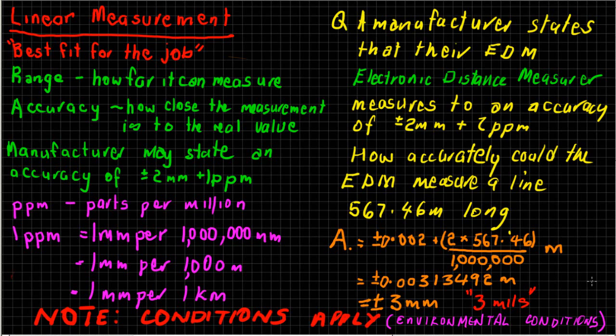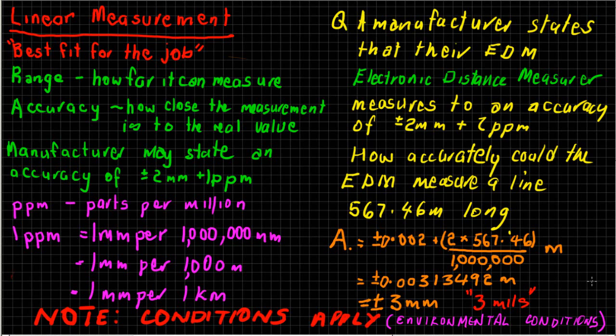So here's a bit of a question around this for you. A manufacturer states that their EDM, electronic distance measurer, measures to an accuracy of 2 millimeters plus 2 parts per million. How accurately could the EDM measure a line 567.46 meters long? Well, to work this out, we just try and keep things in meters. I think it's the best way to go.